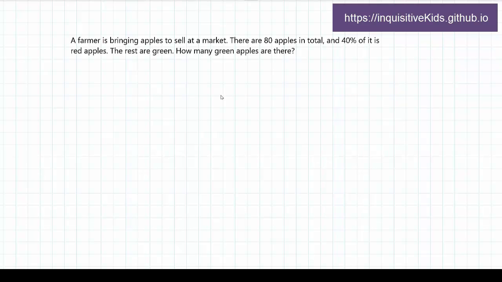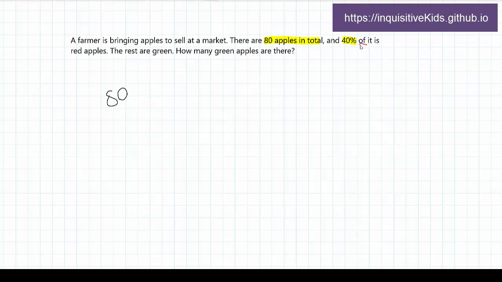A farmer is bringing apples to sell at a market. There are 80 apples in total, and 40% of it is red apples. The rest are green. How many green apples are there? So the problem tells us that there are 80 apples in total, and 40% of it is red apples. We want to figure out how many green apples there are. So we have to know what is 60% of 80 apples.